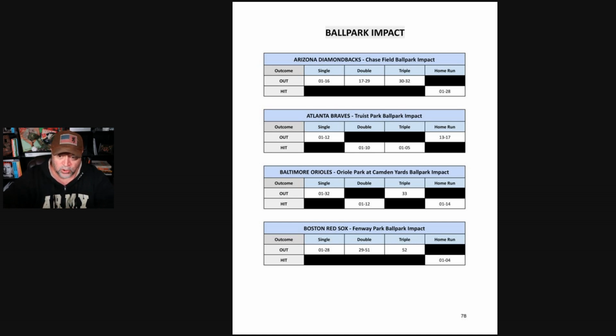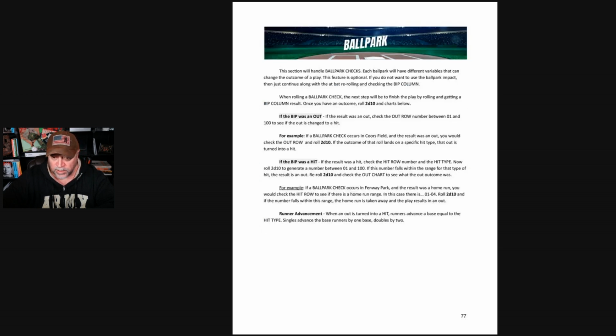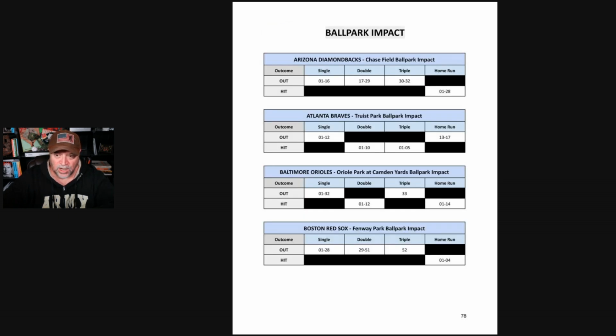If you go down to Truist Ballpark, you can see you can take away doubles or triples. In Baltimore, at Oriole Park, you can take away doubles and home runs. At Fenway Park, you can take away home runs. I hope that makes a little bit of sense. For example, if a ballpark check occurs in Fenway, on a 1 to 4, you would roll 1 to 100 and take that away. Now, on an out check, it's different.